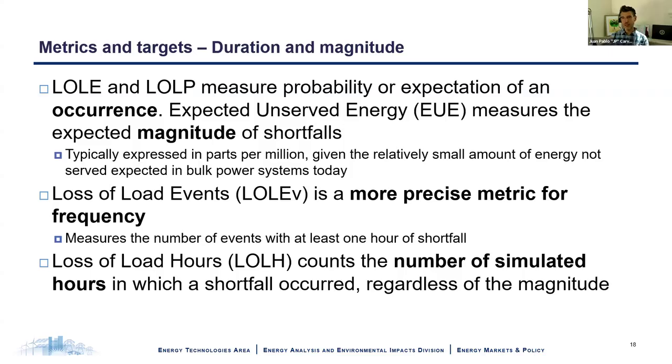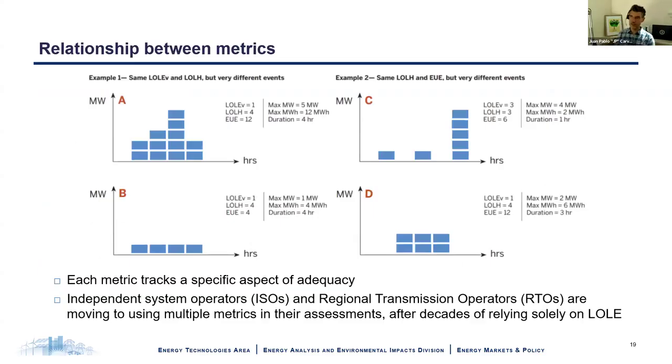Derivative metrics that are used these days include loss of load events, which is a more precise measure for frequency. It measures the number of events with at least 1 hour of shortfall. So in this case, it's bringing the duration into the measurement of the frequency. And the loss of load hours counts the number of simulated hours when I have a shortfall. As you can see, all of these interact in different ways, and they give me different flavors of how the system is performing.